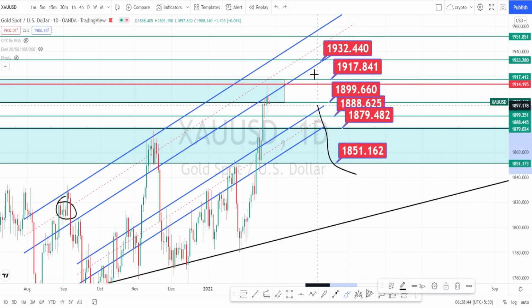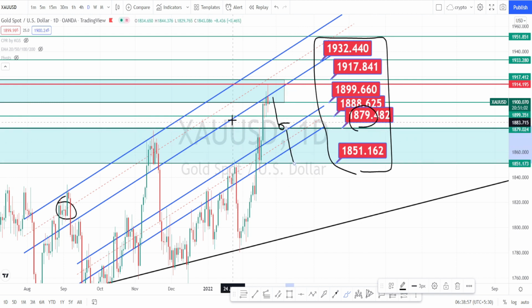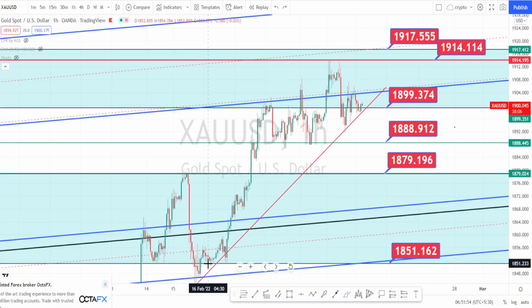So these are all the support and resistance levels in the daily time frame, and if the price action retraces, it has to break this support level of 1879 to actually go on a bearish side. Currently the price action is still trading within the bullish channel pattern from the daily time frame. Let us do the analysis in the hourly time frame. I'm in the hourly time frame now.